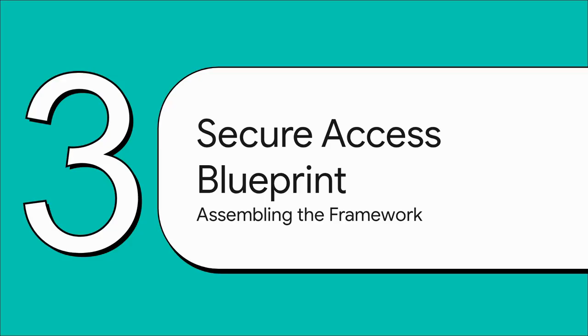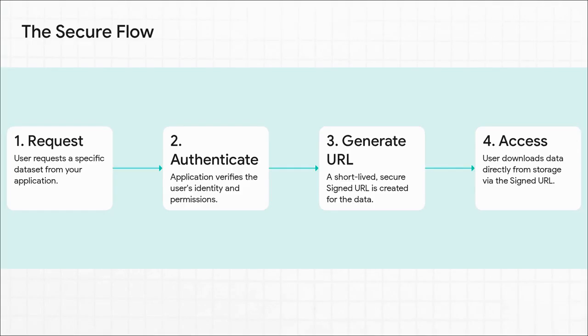So we've got our components: the vault, the VIP passes, and the custom doorways. Now for the fun part. Let's see how these pieces fit together perfectly to create this really elegant and secure architecture that completely solves our data sharing paradox. Here's how the flow works, and it's so clean.